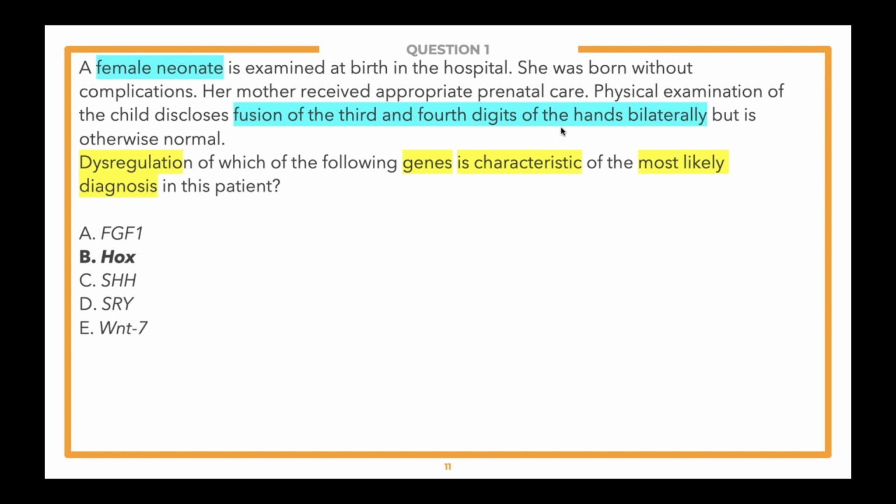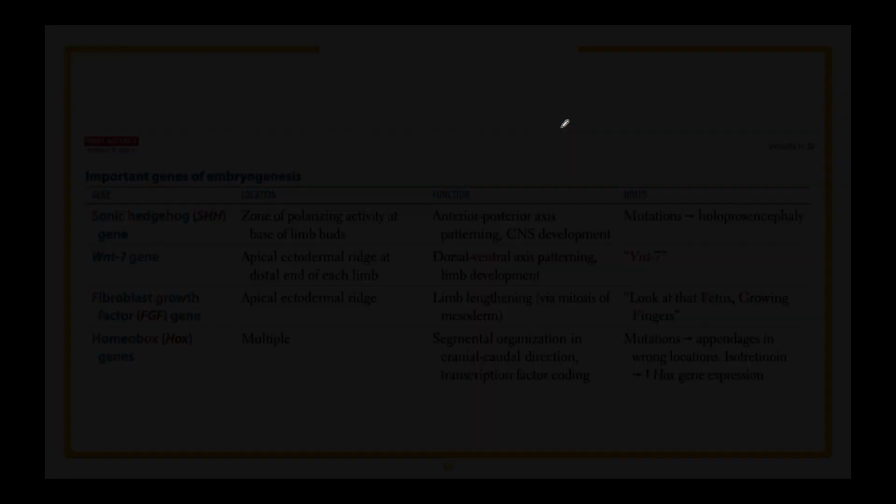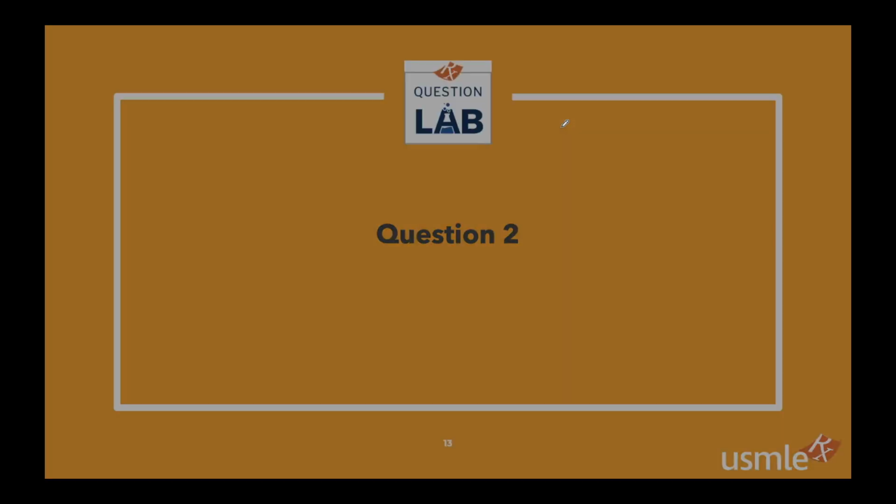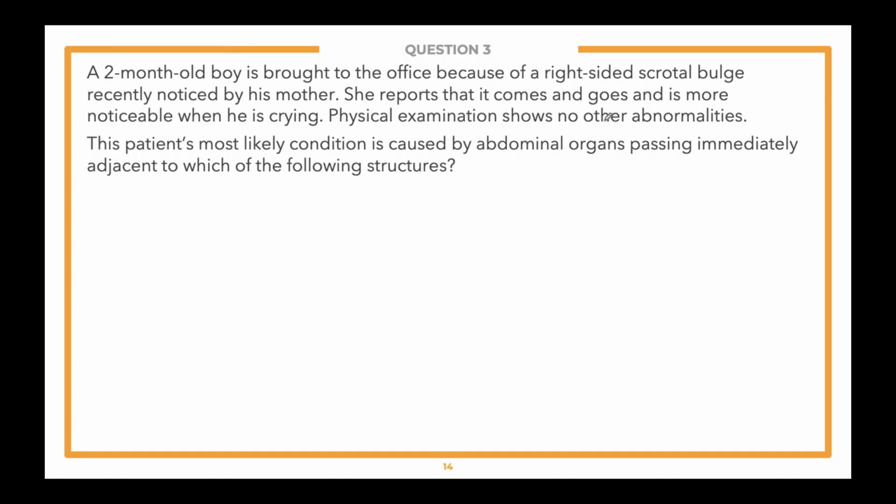Yes, great job. Let's keep the momentum going as we tackle our second question of the evening. Once again, the answer choices have been removed. That is by design. And as always, we will begin with the lead-in. This patient's most likely condition is caused by abdominal organs passing immediately adjacent to which of the following structures?